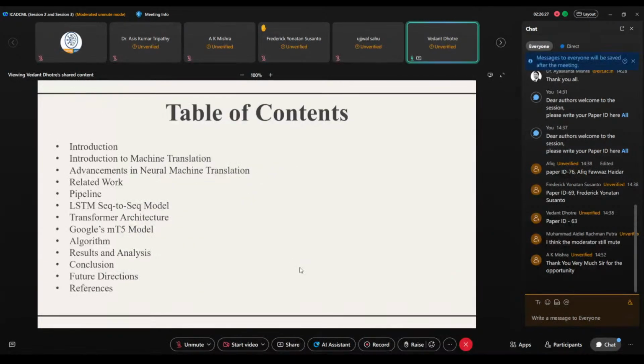We will quickly go through the table of contents. We will be focusing on what machine translation is, the recent advancements in neural machine translation, the related work that we have studied, the architecture pipeline, followed by the three main models, which are the LSTM sequence-to-sequence model, the transformer architecture, and Google's mT5 model.